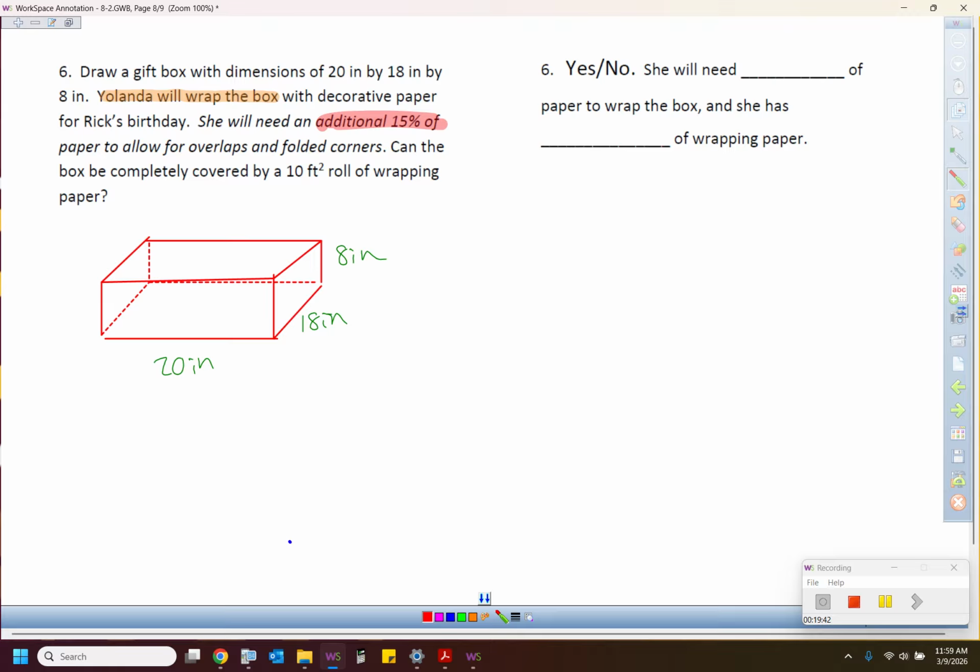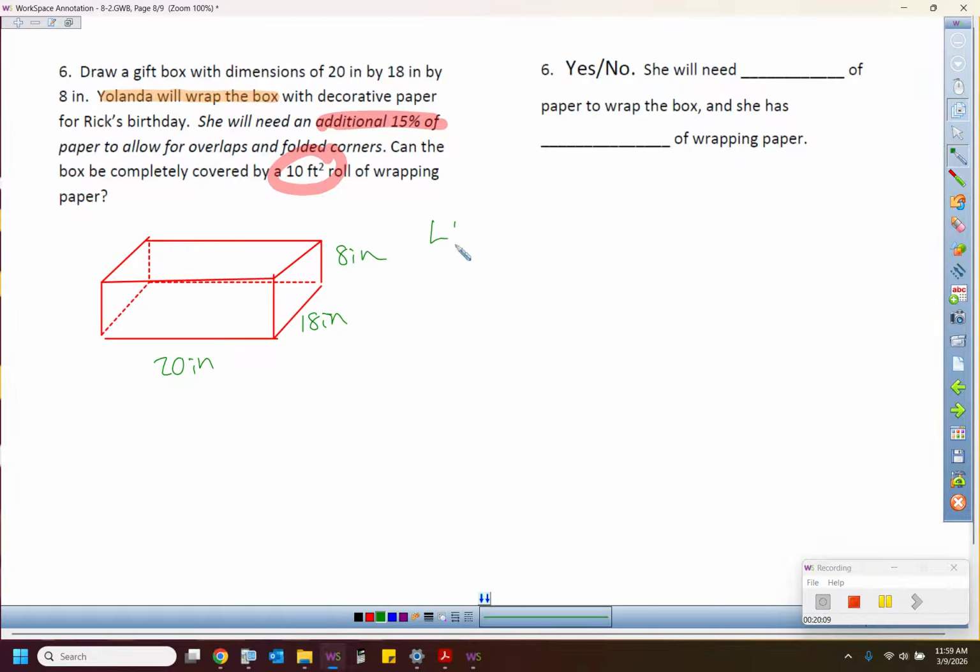Can she do it with 10 square feet of wrapping paper? Well, holy cow, let's do one thing at a time. Let's just find the surface area of this guy. And even though this dude's in inches, we're going to just follow the lead here. I'm going to find the surface area of this guy in square inches.